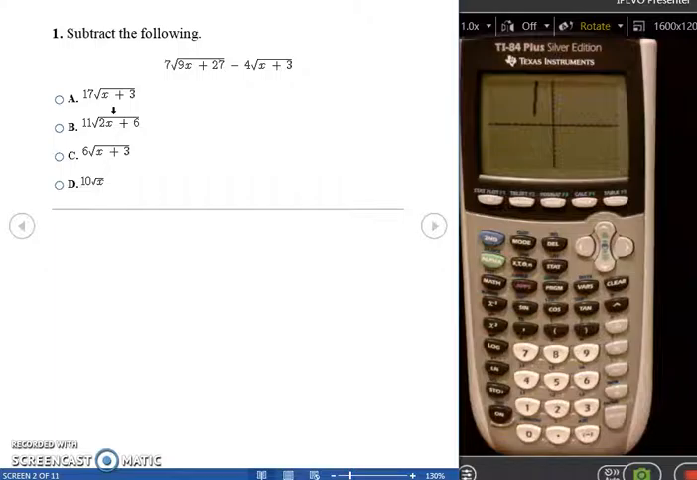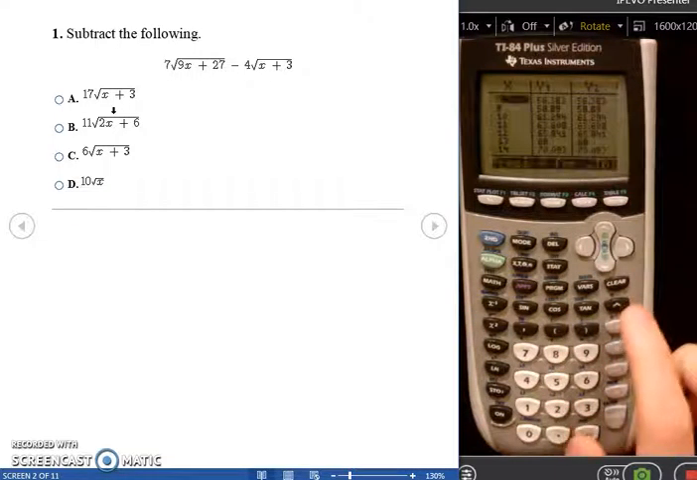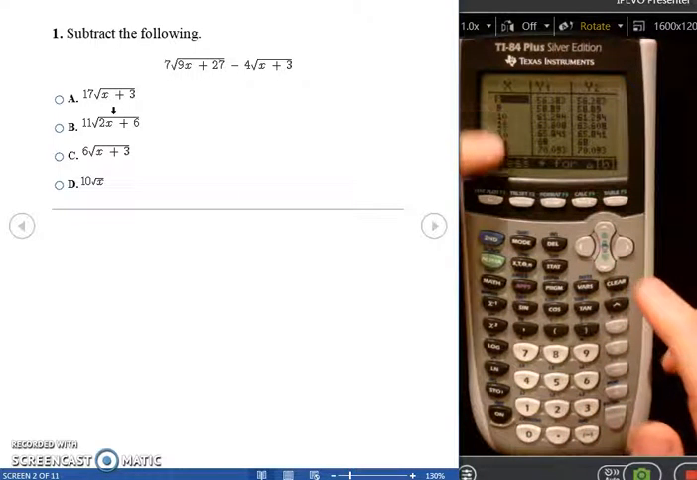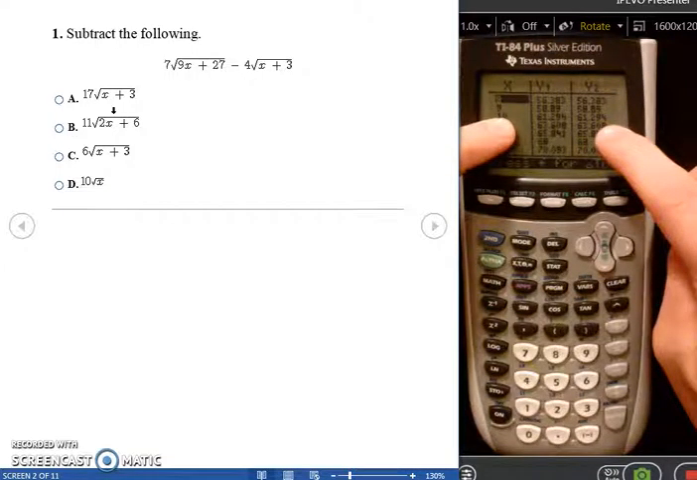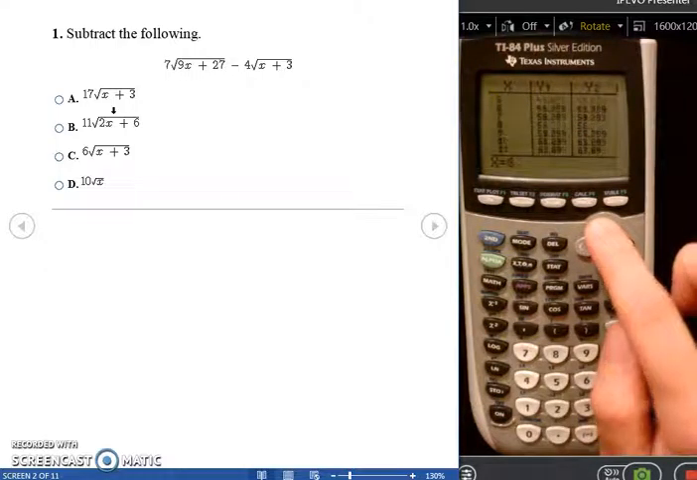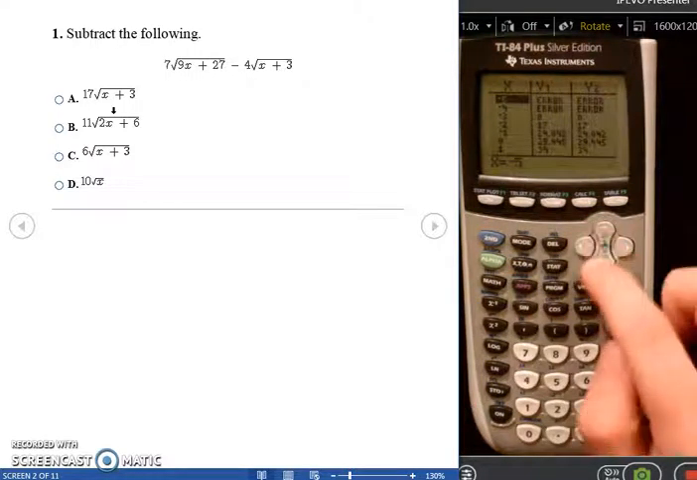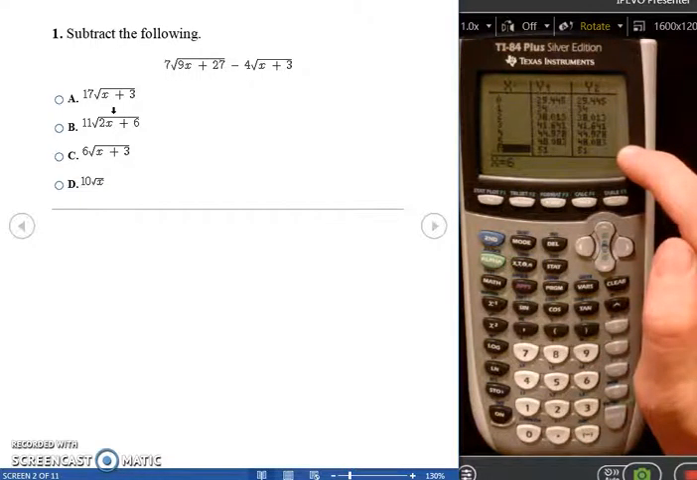Sometimes they're too close to tell and you have to zoom out or zoom in to make sure. The way that I always make sure I'm 100% right is I go to second table, and here are the x values and the y coordinates for the first graph, and then the x values and the y coordinates for the second graph. If these y's are exactly the same no matter where you go, if you look at 0, if you look at negative numbers, if they're exactly the same like they are here, that means that's going to be your answer.